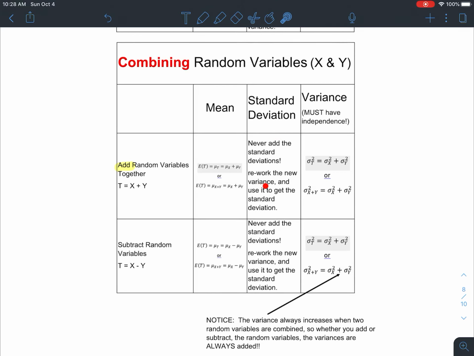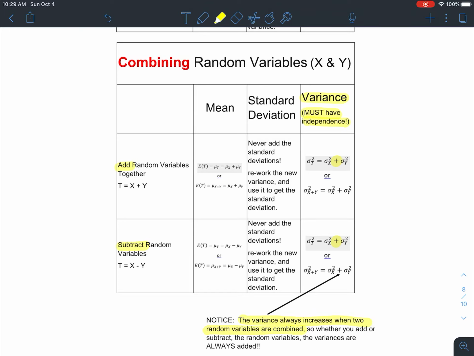Just want to highlight a couple of things when we're talking about combining random variables. It is of the utmost importance that when we are adding random variables, please remember that we are to never actually add together the standard deviations. We always want to rework those into their variances by squaring the standard deviation, use that to add together, and then retake the square root of the sum. Again, if you're ever going to combine the variances of two random variables, you must be able to come to some reasonable conclusion that those two random variables were in fact independent of one another. Otherwise, you should not be combining their variances together.